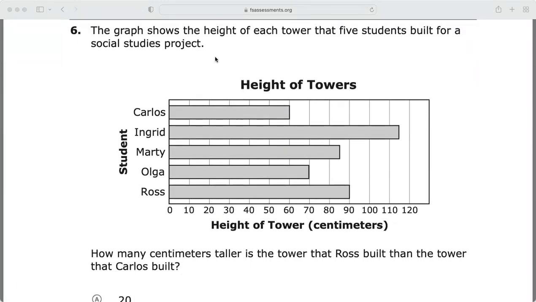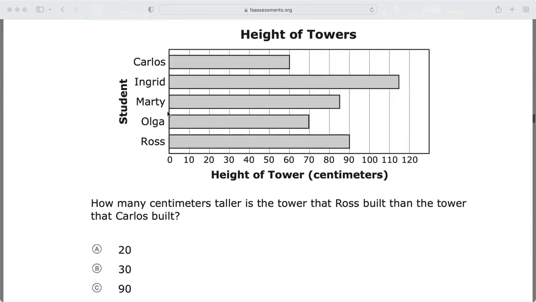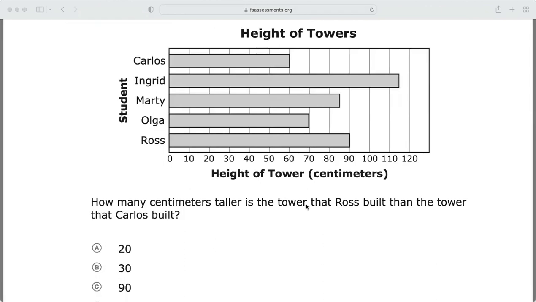Okay, the graph shows the height of each tower that 5 students built for a social studies project. How many centimeters taller is the tower that Ross built than the tower that Carlos built? So looking at Ross, he is the bottom one here, and his tower is at 90 right here. And then Carlos is this top one. And if I were to draw a line down, his tower is at 60.